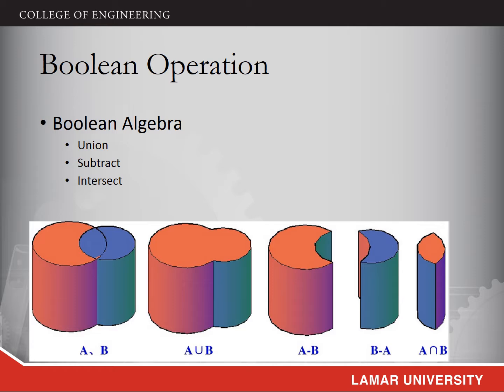The result of A minus B will be the 3D object caused by the cylinder of A minus the intersect of A and B. Similarly, for B minus A, it would be the cylinder of B minus the intersect of A and B. That's the result of B minus A. And the last one is intersect. So you can use A and B to find out the intersect of these two cylinders. So that's the operation of these three Boolean algebra functions.